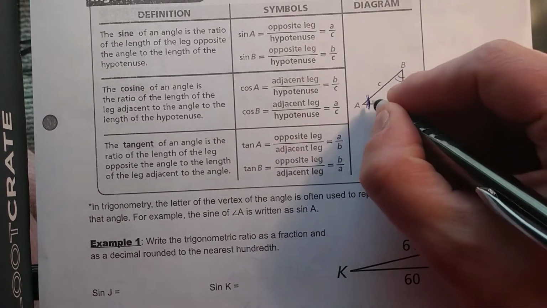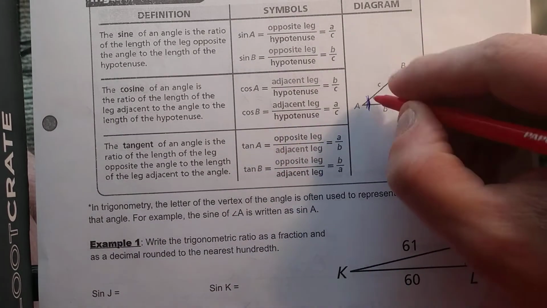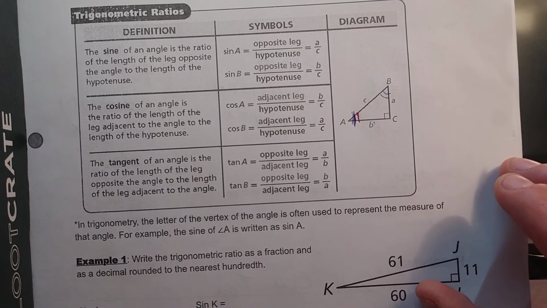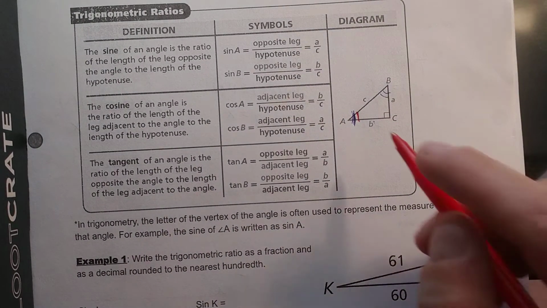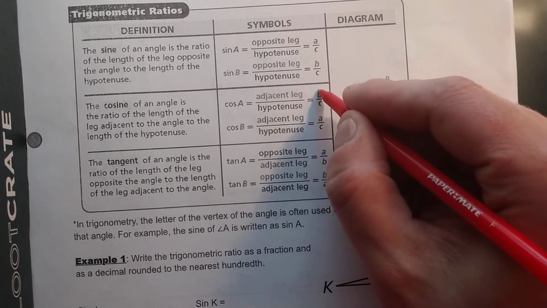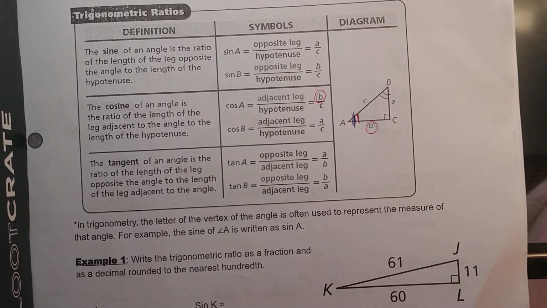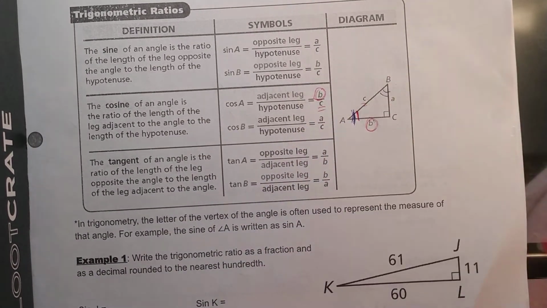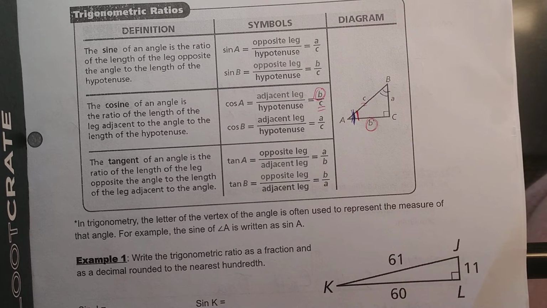Cosine. If we look at the cosine of A, we look at the adjacent leg, which is now b, and that's why b is on top over here, over the hypotenuse, which is still c. And we're going to go through a couple of examples.